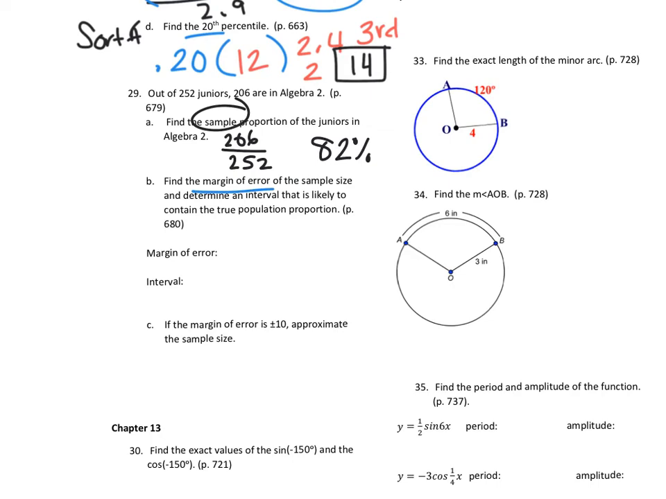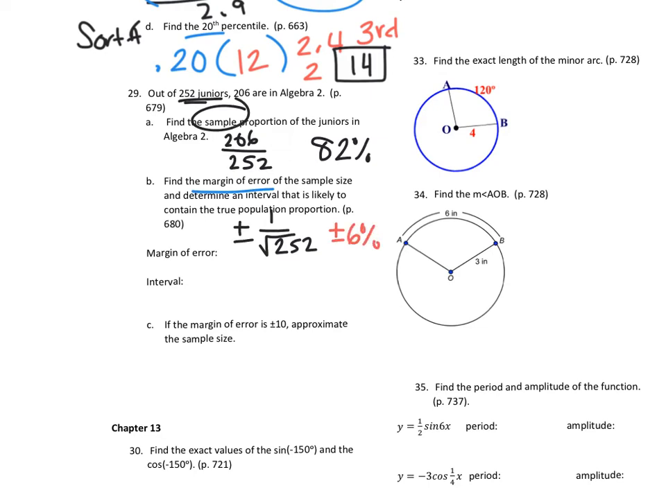So the margin of error formula is plus or minus 1 over the square root of the number of people that you asked or sampled. So in that case it was 252. So I do 1 divided by the square root of 252, and you get 6%. So it's plus or minus 6%. Make sure you put positive and negative.